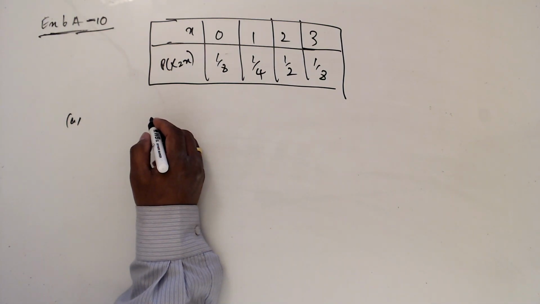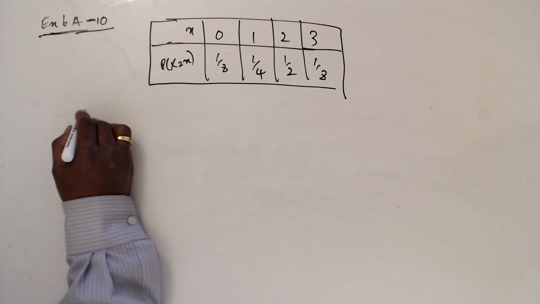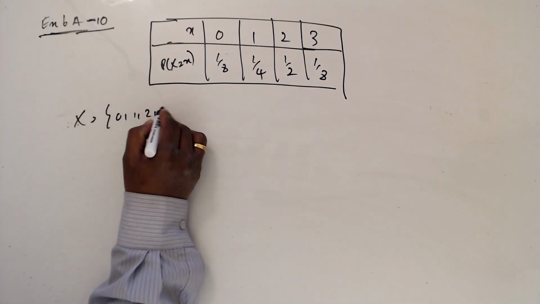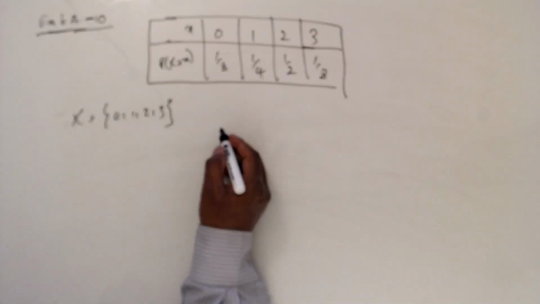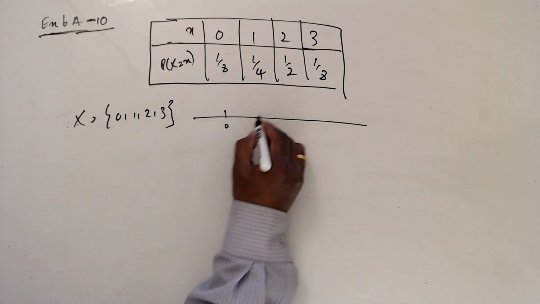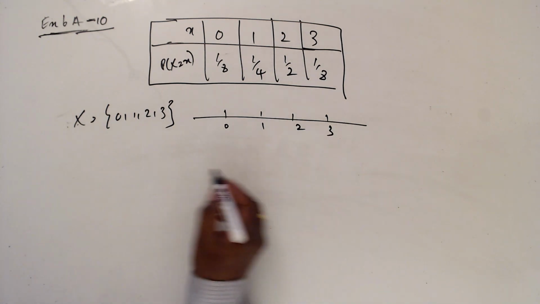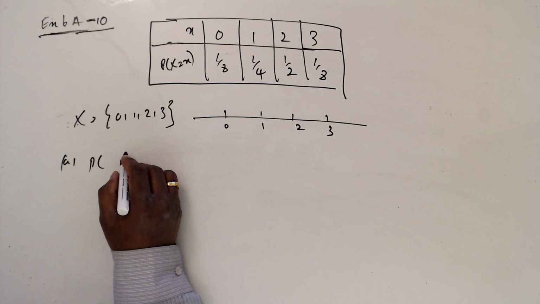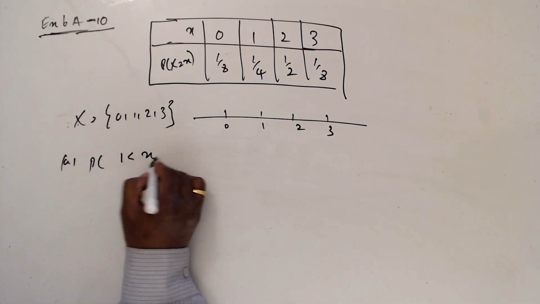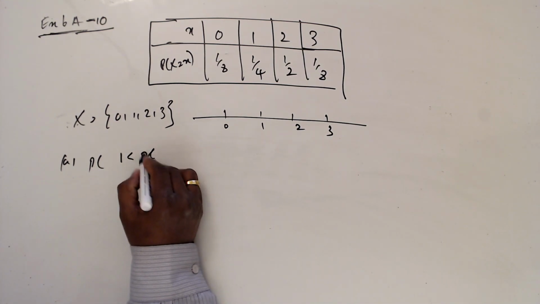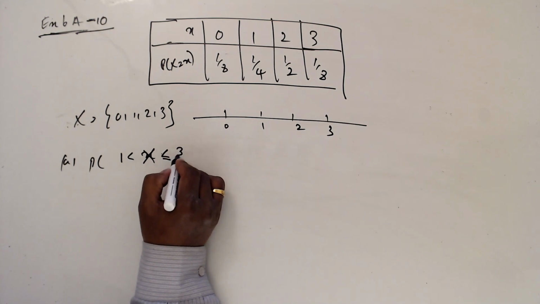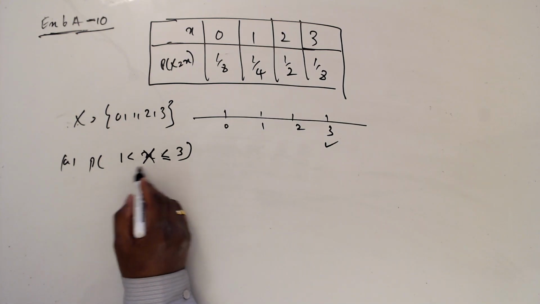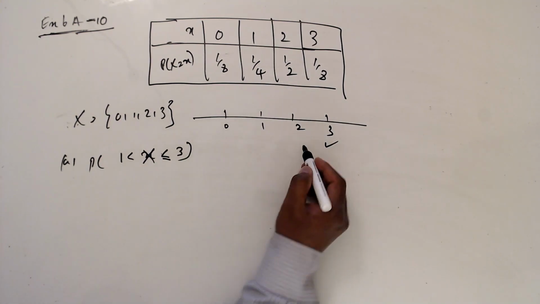Question number 10, so the sample space is 0, 1, 2, 3. Now, part A, probability of x greater than 1. We need greater than 1 but not equal to 1, so we need 2 and 3.